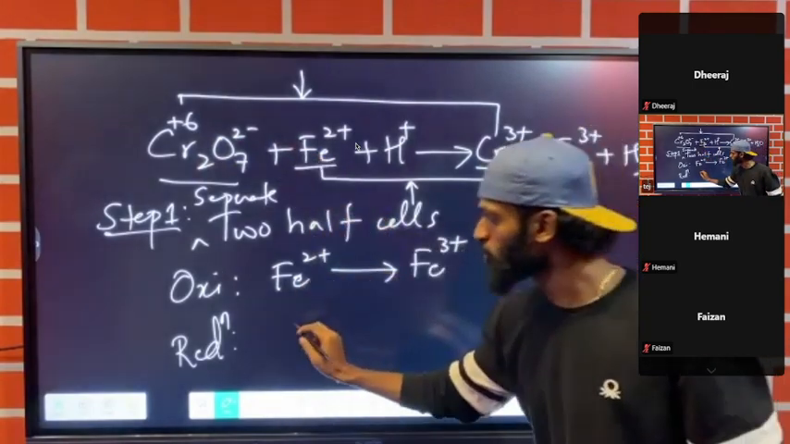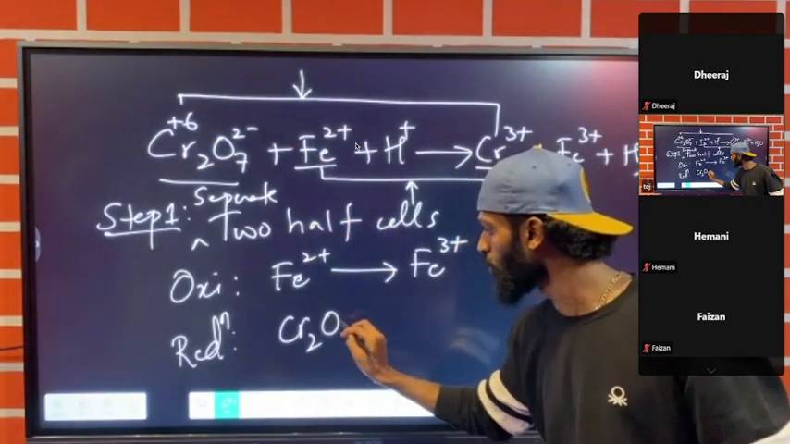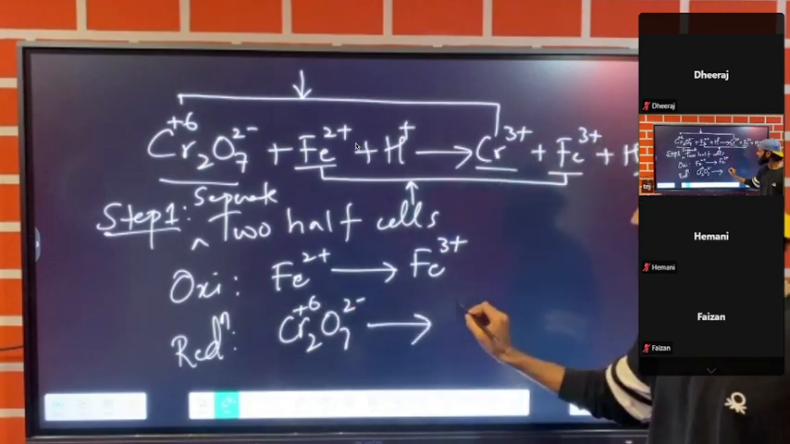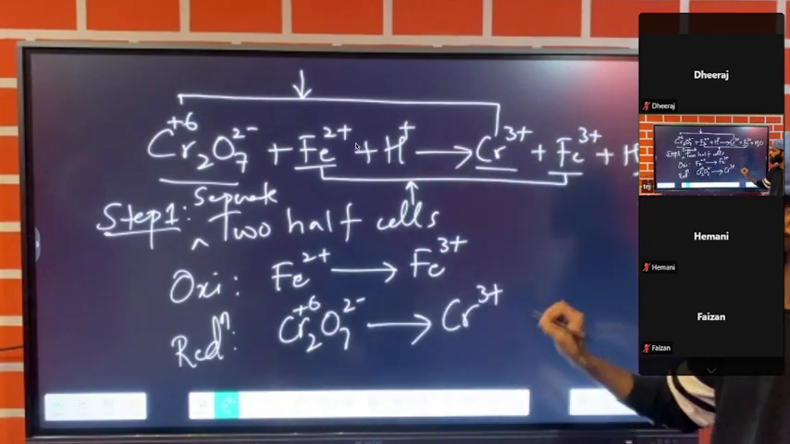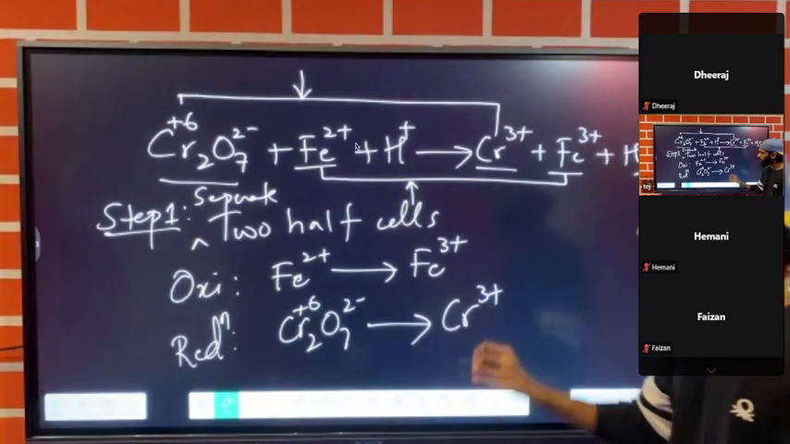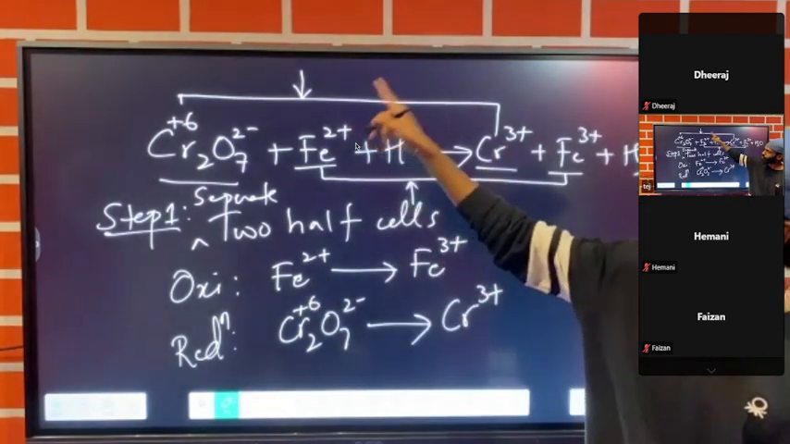So write them together. You will write Cr2O7 2- with a +6 out of it becoming Cr3+. This is step number 1 of the ion electron method. You will separate the two half cells, but you will write this only after doing so much of work there.